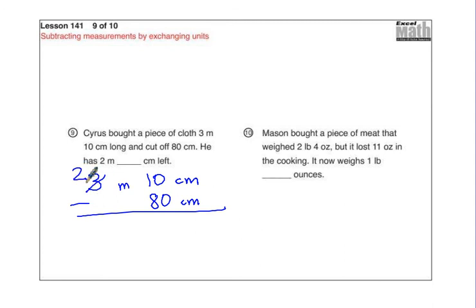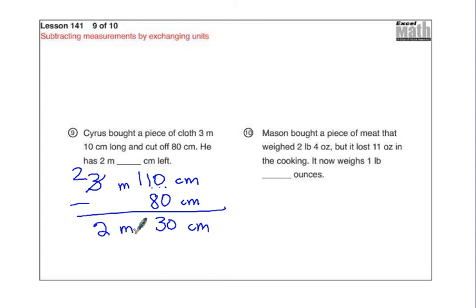Let's borrow a meter from here. How many centimeters in a meter? Well, there's 100. We have 10 here already, and we bring 100 over into this column. We're going to have 110. 110 minus 80 is 30. 30 centimeters, 2 meters, 30 centimeters.